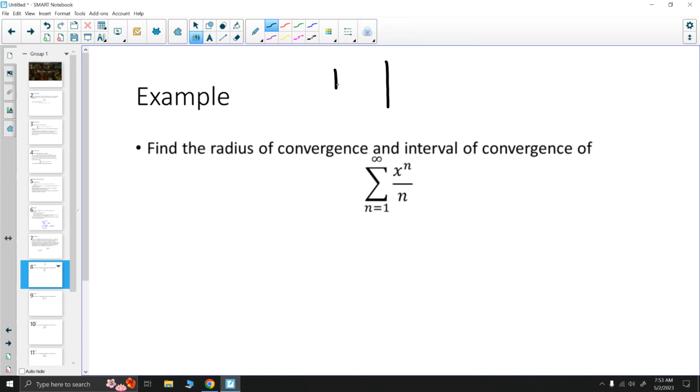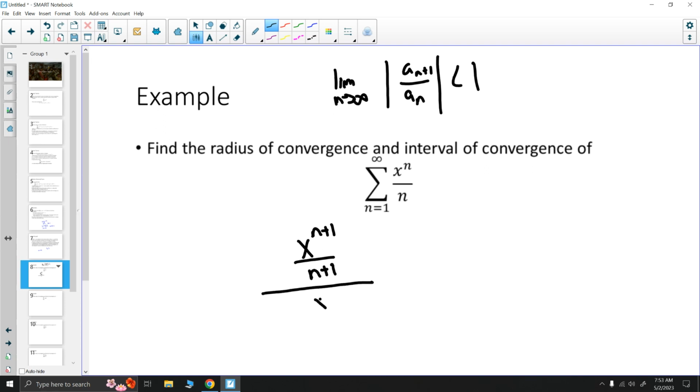So the limit as n approaches infinity of a sub n plus 1 over a sub n converges when it's less than 1. Okay? So we're going to use that knowledge and find out for what values of x this would be true. So let's take a look at this. That is to say, we're going to take x to the n plus 1 over n plus 1, and we're going to divide it by x to the n over n. We're going to take the absolute value, it's less than 1, and the limit as n approaches infinity.